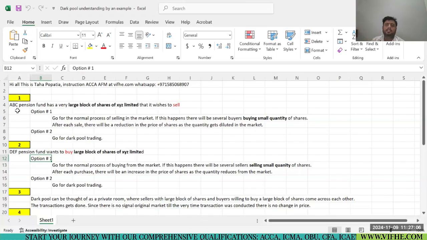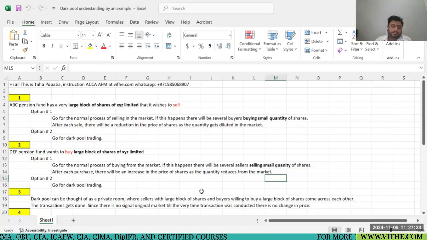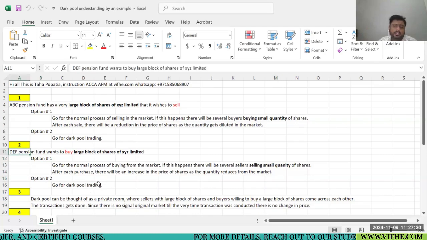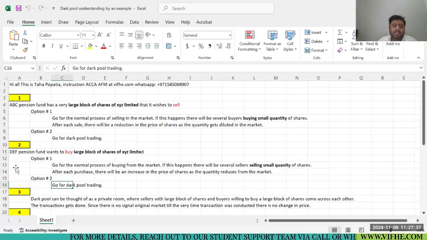Someone is selling 5 shares, they will buy that as well. That will give a signal to the market that there is something good coming ahead with respect to XYZ Limited, and there are chances that the share prices are going to rise. So after each purchase, there will be an increase in the price of shares as the quantity reduces in the market. If the prices increase, it is going to have an adverse impact on DEF. So what DEF can do is go for the dark pool trading system as well. So is this point too clear now?